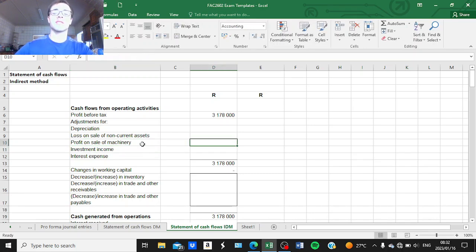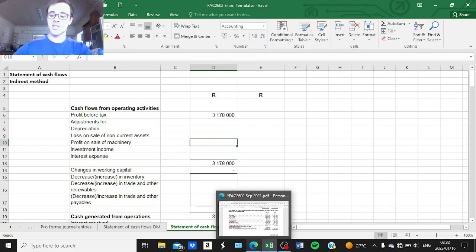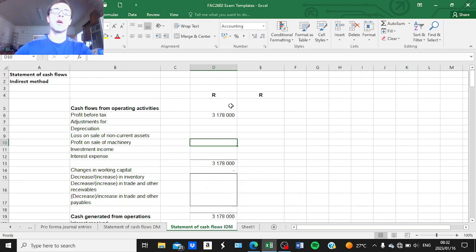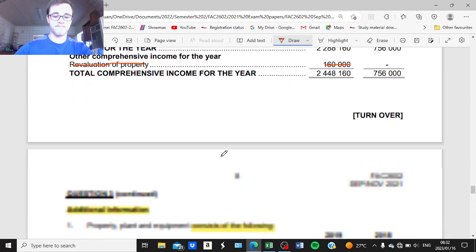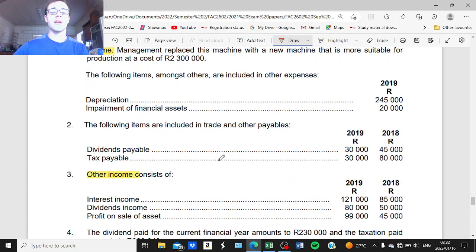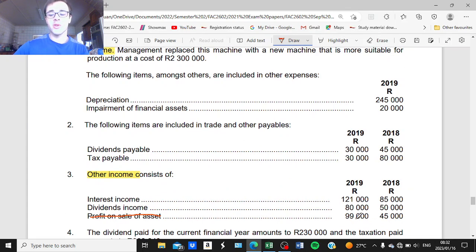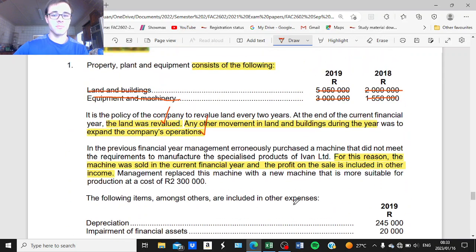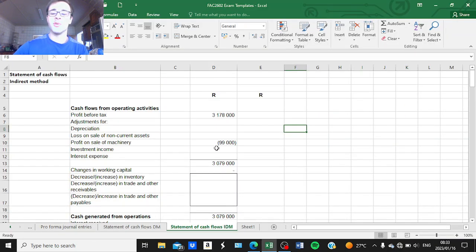Because profit itself is a non-cash income item. Now, since we are removing the profit, which is an income item, we are decreasing the profit after tax. So therefore, this will be shown as a negative adjustment because we are removing an income item from the profit before tax, which means that we decrease the profit before tax. All right. And we need to do this because we are using the indirect method.